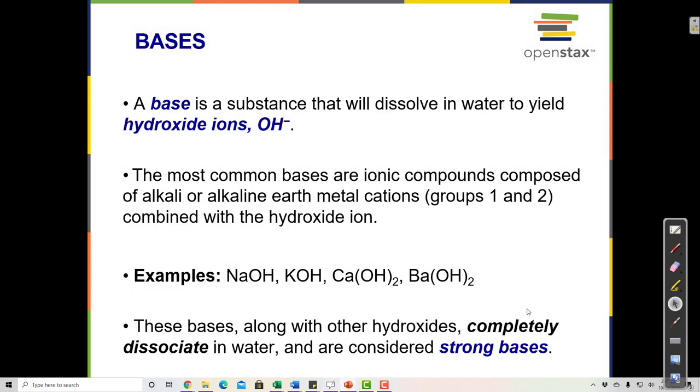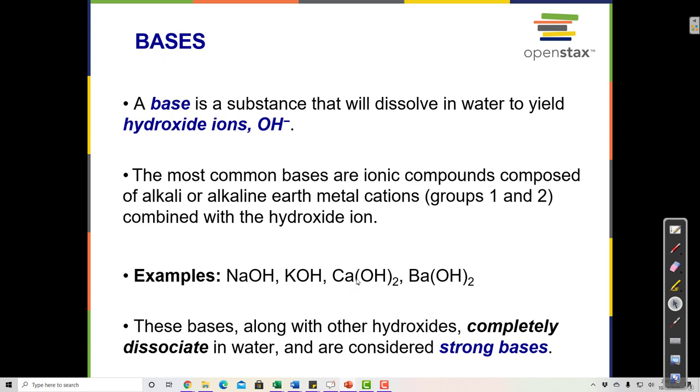Okay, a base is a substance that makes OH-. So acids are H+, bases are OH-. So these are the most common bases: sodium hydroxide, which is by far the most common base, potassium hydroxide, calcium hydroxide, and barium hydroxide.